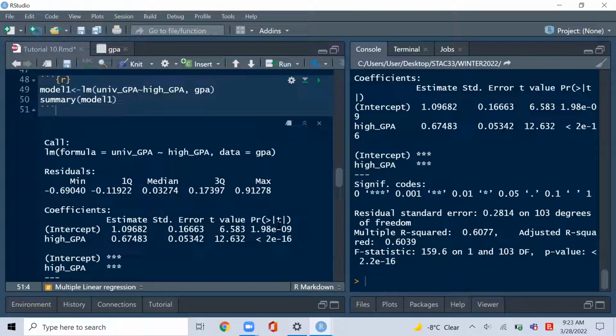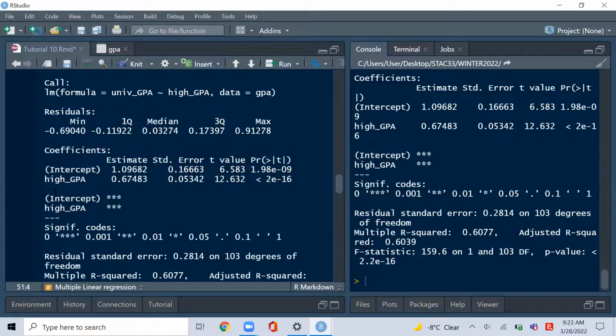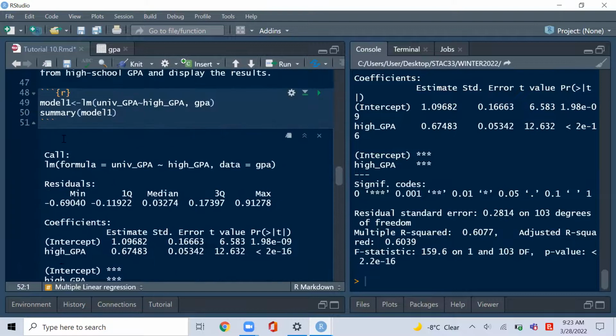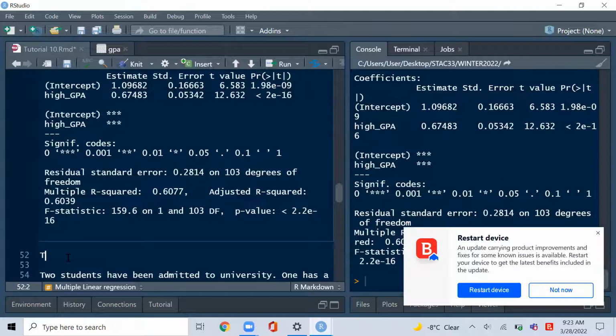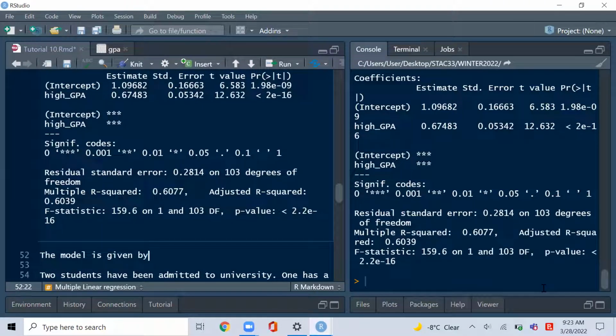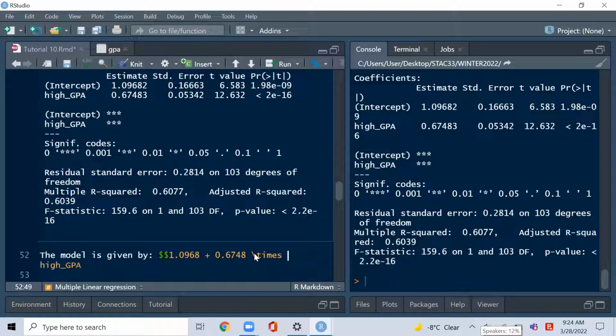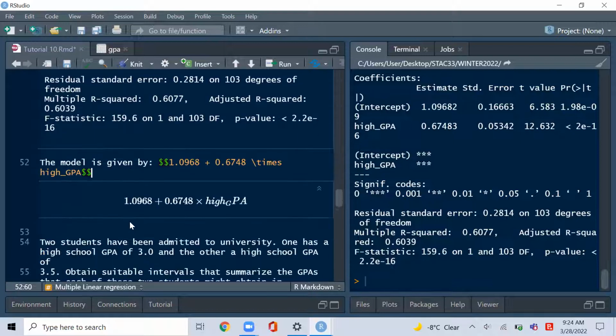So you can see here that if I were to actually write out this model, I would say the following. So let's just put the model here. The model is given by the following. I'm going to use math mode here, I guess. 1.09, so this is the intercept term, 6.8, sorry, plus 0.6748 times high GPA. Right, so this is what you actually have. Or I should say this times high GPA. So it's actually this.